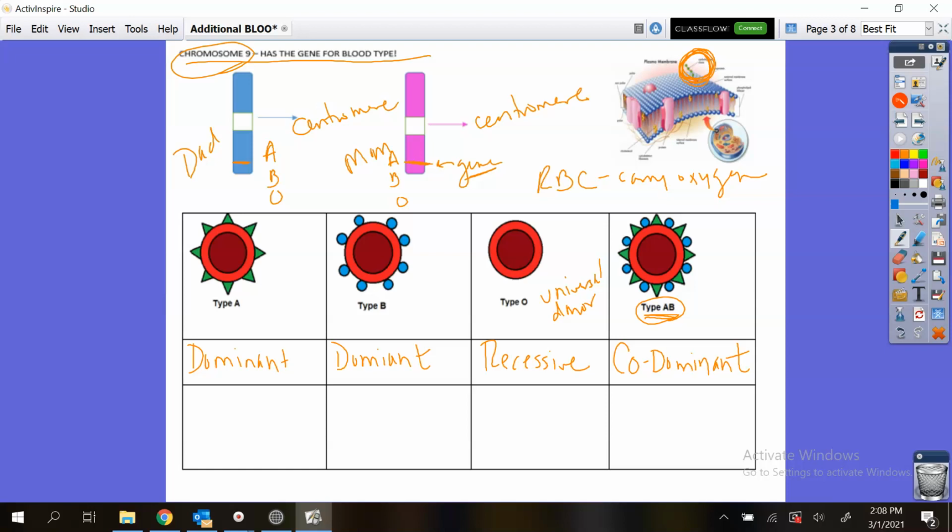Now, notice though that AB isn't a gene. Okay, there's no gene that codes for the protein AB. It's just that you would inherit an A allele from mom and a B allele from dad or vice versa.